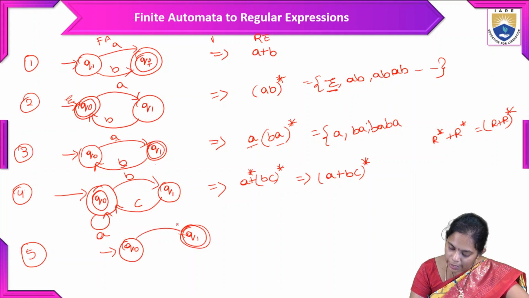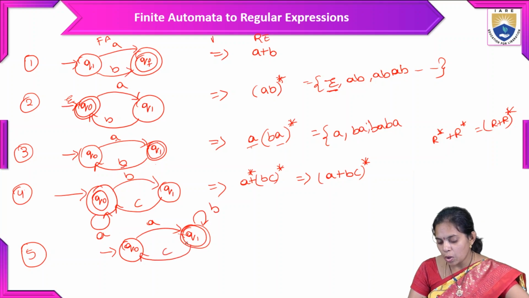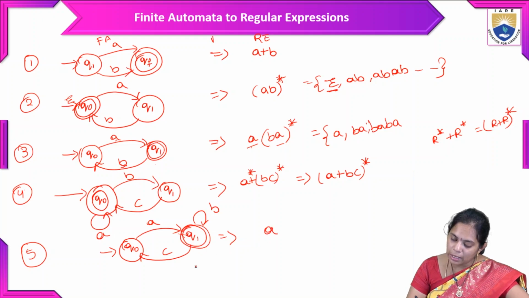So here A is an input, B is reaching the state, and C is reaching the initial state. So how can we represent this with the regular expression? Here A is reaching the final state, so A and B with B star, multiplied with the B star plus CA, followed by CA, and also it is a unit symbol.